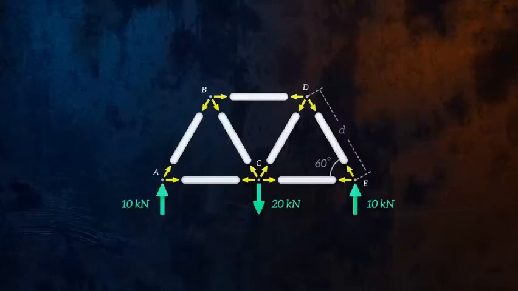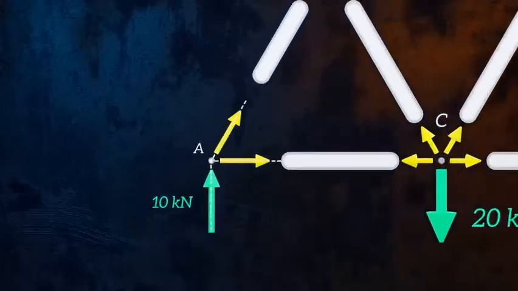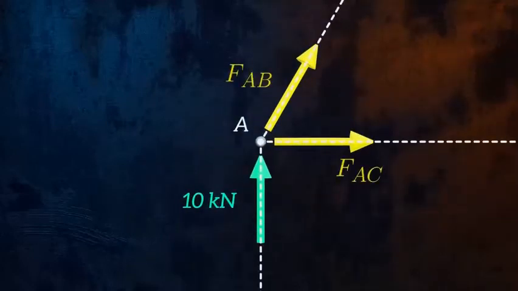Now we can work through each of the joints, starting with joint A. Analyzing trusses involves a lot of resolving forces to different angles. So if you want to be good at it, you're going to need to remember your trigonometry. Here's a quick reminder.